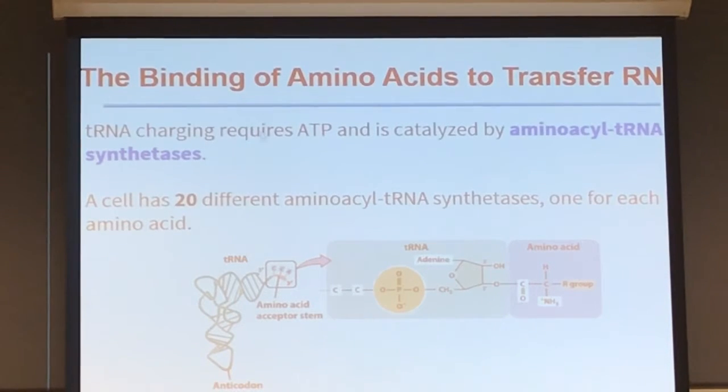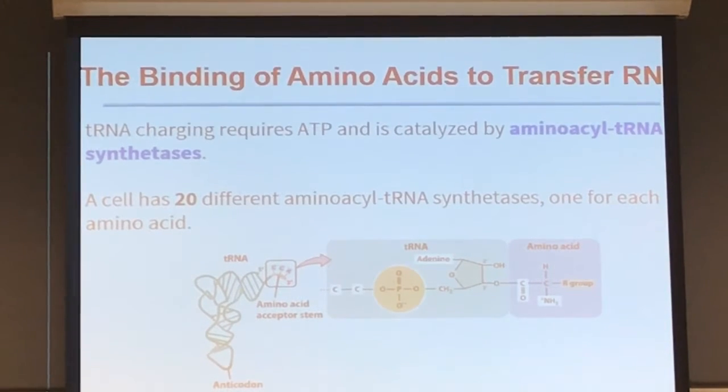Now, how is tRNA charged? How is an amino acid linked to a transfer RNA? The enzyme that links an amino acid to a transfer RNA is aminoacyl tRNA synthetase. Aminoacyl tRNA synthetases are the enzymes that link an amino acid to a transfer RNA.